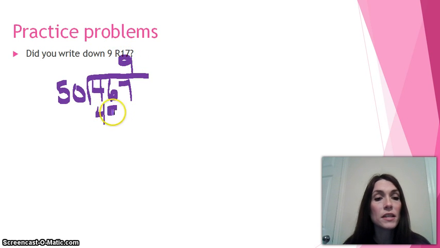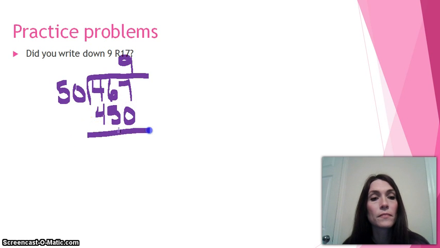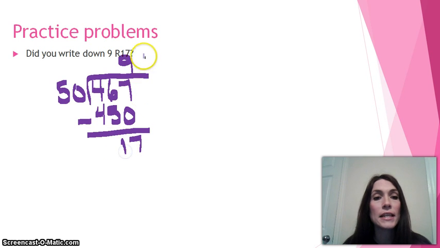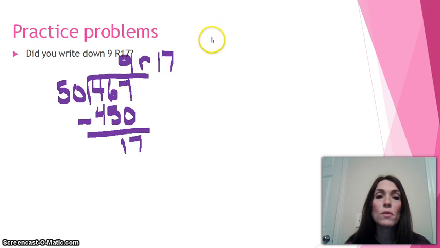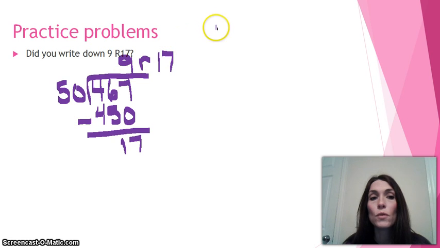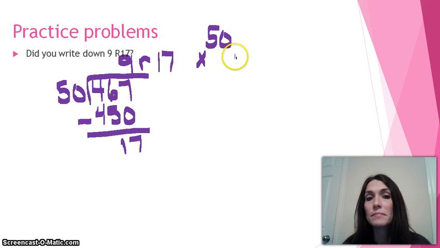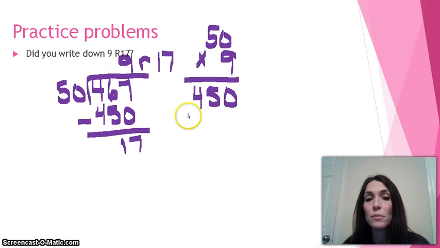50 times 9 is 450. I will subtract, and I get 9 remainder 17. Well, let's check my work. First of all, let's make sure that our remainder is less than our divisor, which it is. Now I'm going to multiply 50 times 9, which is 450. And then I have to add back in my remainder of 17.